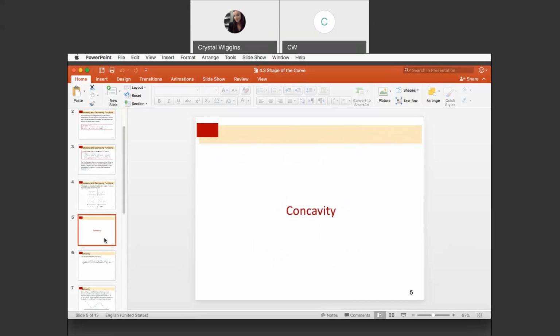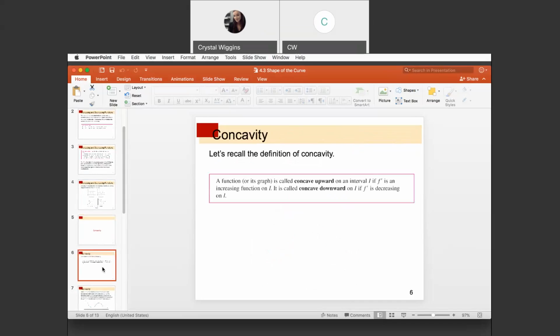Let's talk concavity, so smiles and frowns. A function is called concave up if it looks like a smile, and it's called concave down if it looks like a frown. So recall that when the second derivative is positive, we have concave up, and when the second derivative is negative, we are concave down.